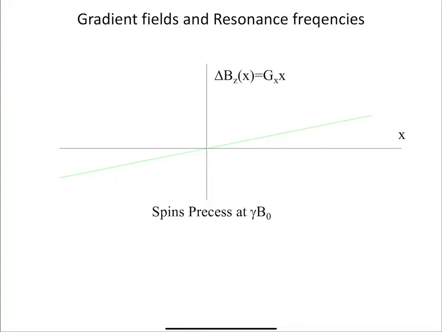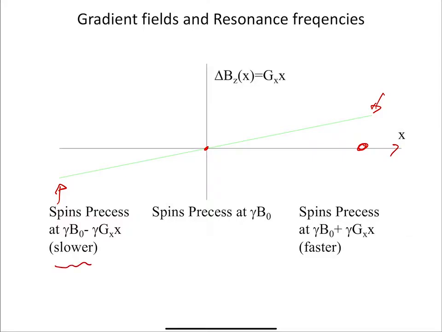And remember, the key thing with gradients: in this case I have a gradient along the X direction, so it's stronger here and weaker here, a linear gradient. So a spin that's out here is going to precess faster than a spin in the middle, and a spin over here is going to precess slower. So the gradients cause spins to precess at different rates. And that's going to be important for getting an intuitive understanding of how diffusion works.